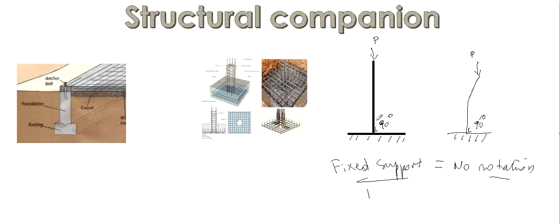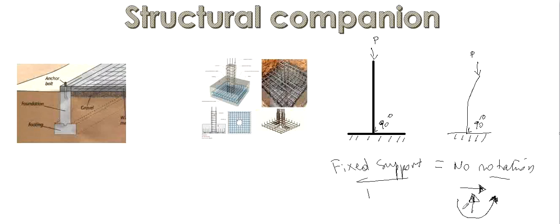So the kind of reaction you need to determine for this kind of structure: you have a vertical load here, that means you have to determine a vertical reaction like this. You have to determine a horizontal reaction as well, like this. And then you need to determine also a moment. There is a moment also which is generated. This is the way we represent a moment. So this is a horizontal reaction, a vertical reaction, and a moment.